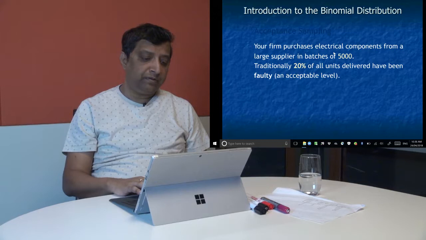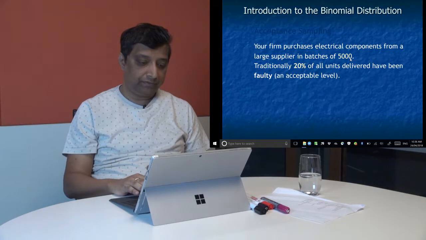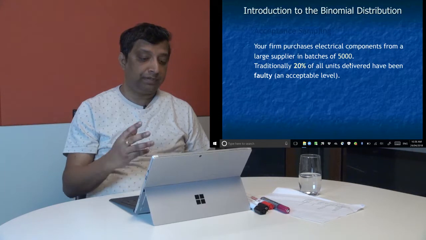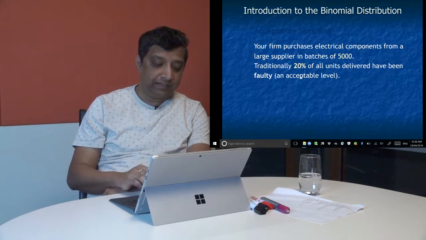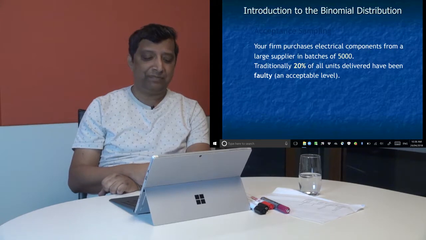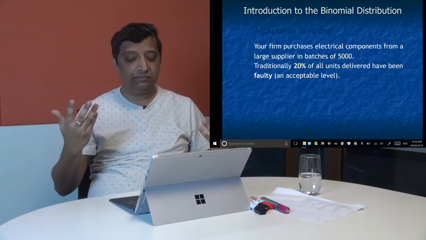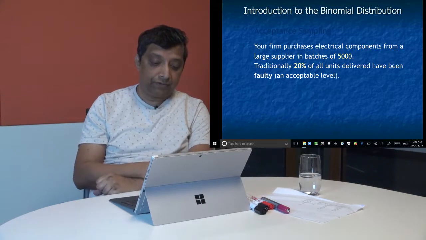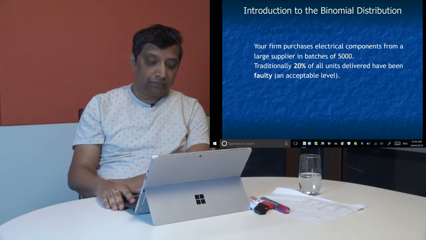Your firm purchases electrical components from a large supplier in batches of 5,000. So this is the way the shipment is done. You get big batches of 5,000 components at a time. Traditionally, 20% of all units delivered have been faulty, and it's an acceptable level. Although it may seem a little bit on the higher side, maybe these are things you are getting very cheaply manufactured somewhere in the Far East, and so it really does not hurt you till it exceeds 20%.